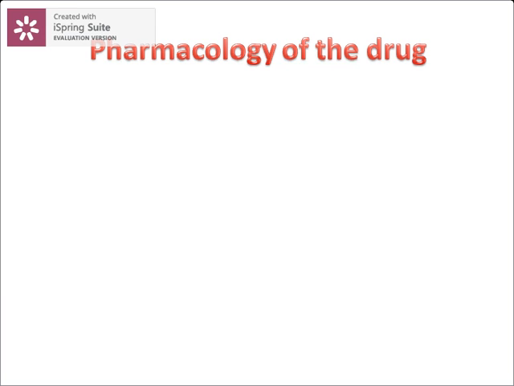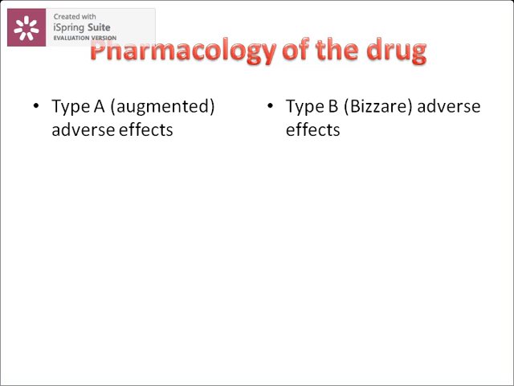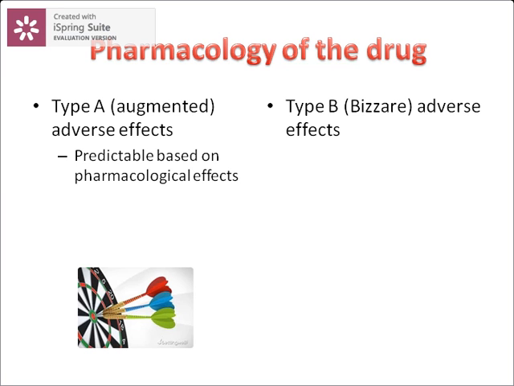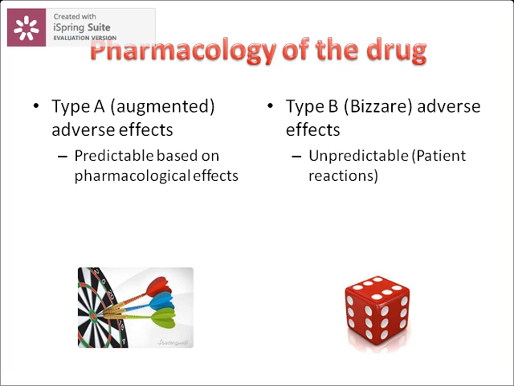And the second important criterion for suspicion of a drug is the pharmacological property of the drug. Based on the pharmacological property, we know there are two types of reaction: type A, augmented, and type B, bizarre. The type A reactions are predictable based on the drug's pharmacological effects, while type B, or bizarre, reactions cannot be predicted because they are based on patient characteristics.